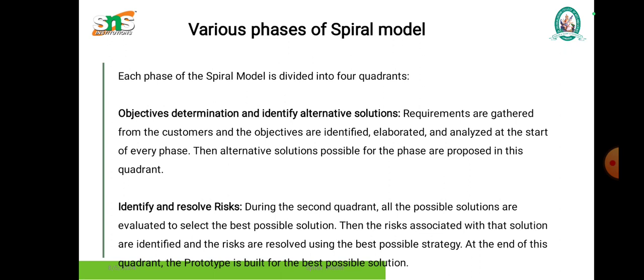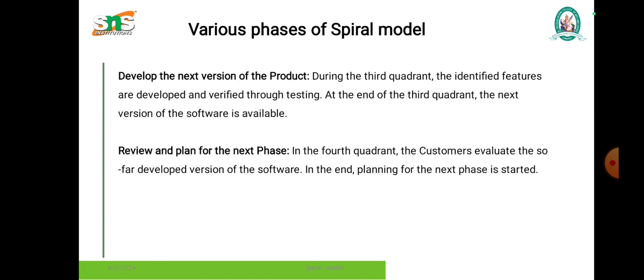And the second stage is identify and resolve the risk. During the second quadrant, all the possible solutions are evaluated to select the best possible solution. Then the risks associated with the solutions are identified, and they are resolved using the best possible strategy. At the end of this quadrant, a prototype is built for the best possible solution.